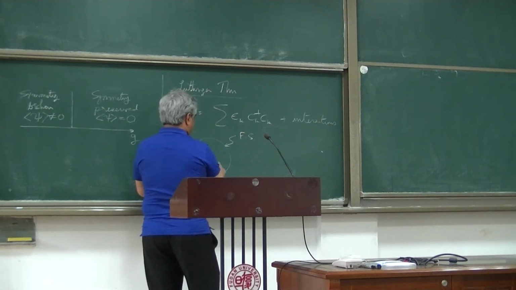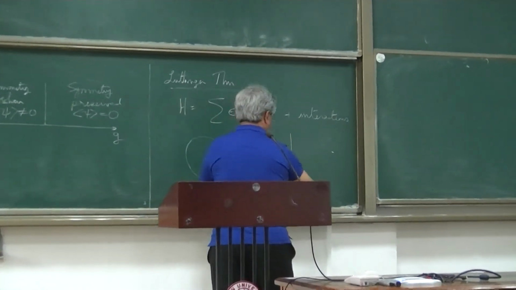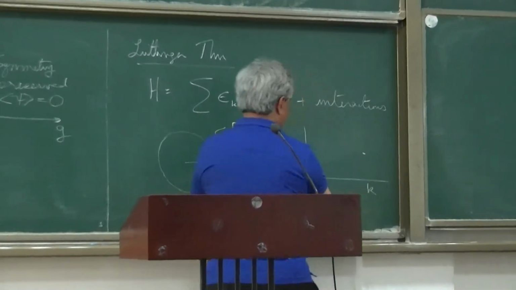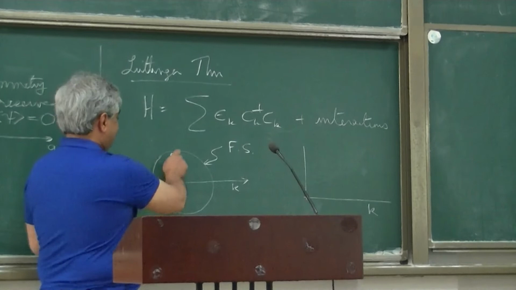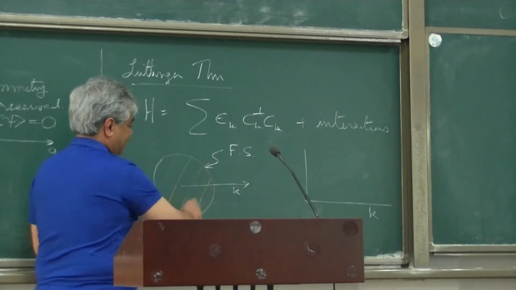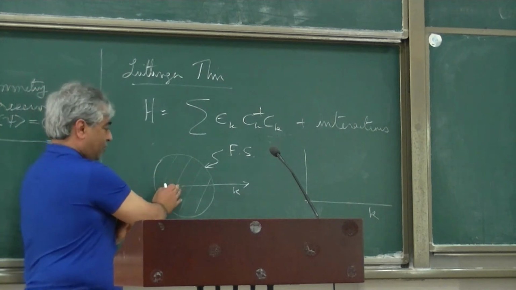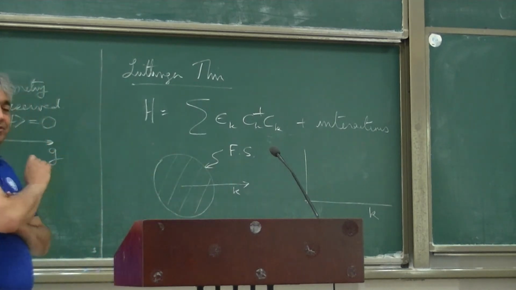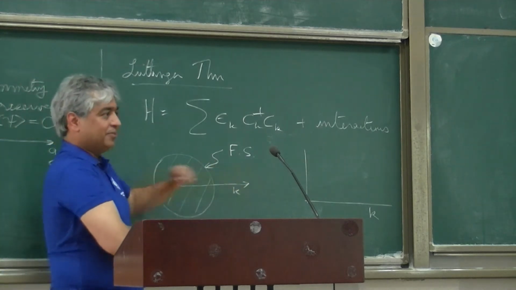And if you look at it as a function of momentum k, then in the free Fermi system, of course, all states are occupied here and empty outside. And that's the Fermi surface, that's the boundary between the occupied and empty states. Now, when you have the interacting system, that's no longer true. There are also states over here that are occupied.